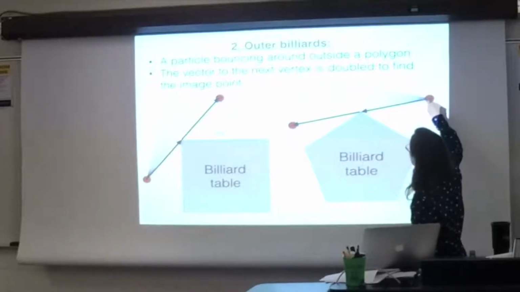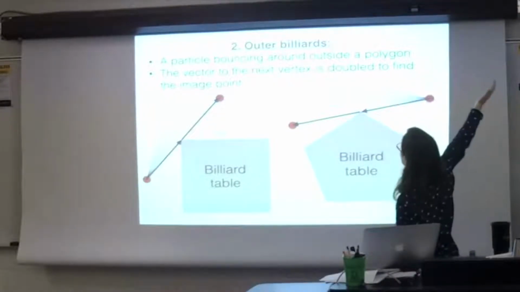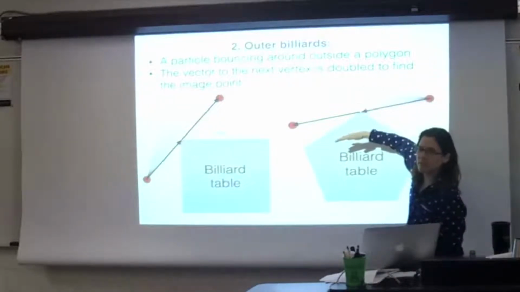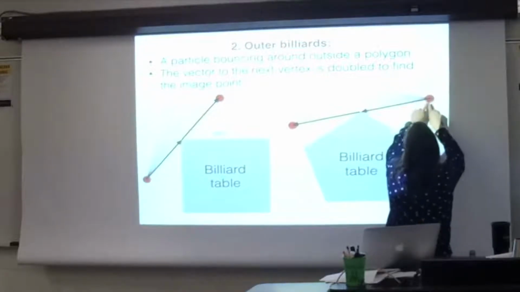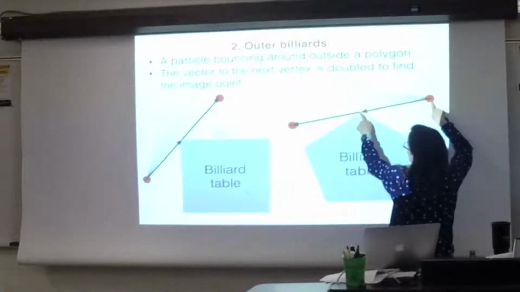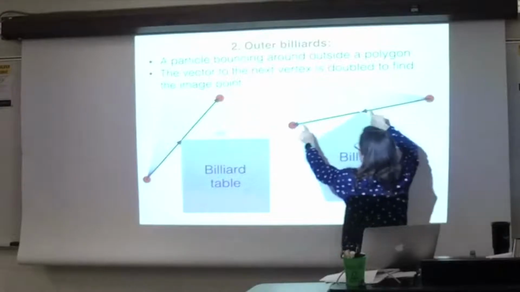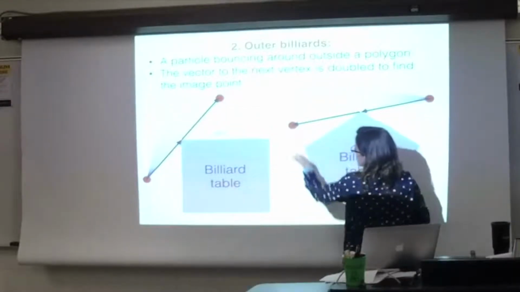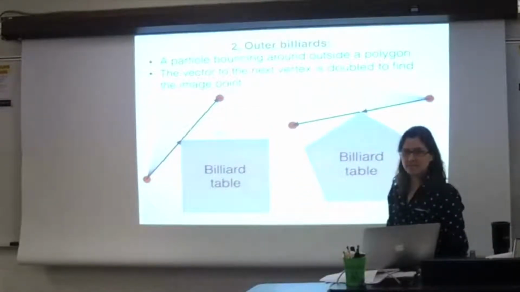And you start with your point, and then the way I like to think about it is you take a line and you sweep it down until it hits the polygon. And then you take the vector from your point to the point of tangency, or the point of hitting, and you double it to get the image point. And then you would do the same thing. Does it make sense?